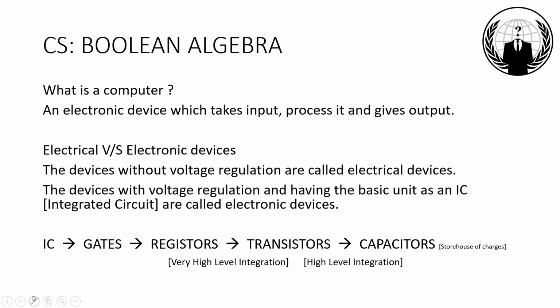Now, what is an IC or integrated circuit? Many of you have seen a black box-like structure on a circuit board with some code written on it. That is the IC, or integrated circuit. It is made up of gates, and gates are made up of resistors. By very high level integration, resistors have been reduced in size to transistors, and transistors are made up of capacitors, which are the basic storehouse of charges, as the data in an electric circuit is stored in the form of charges only.